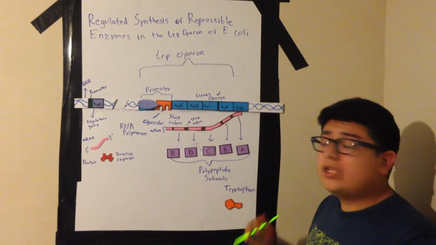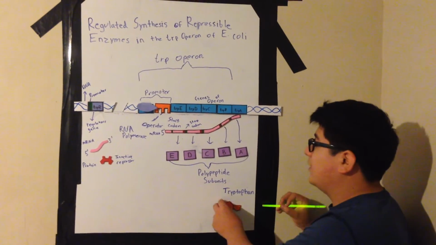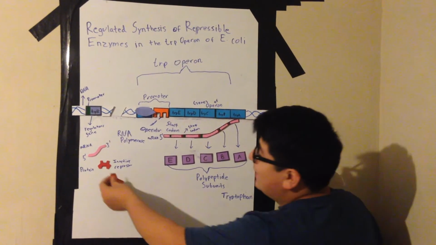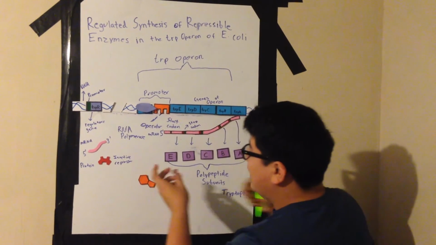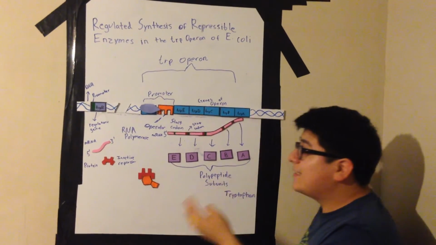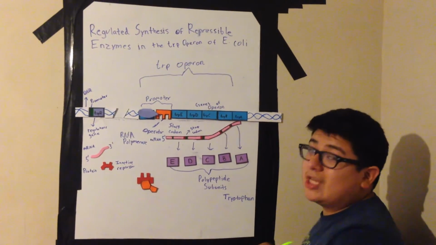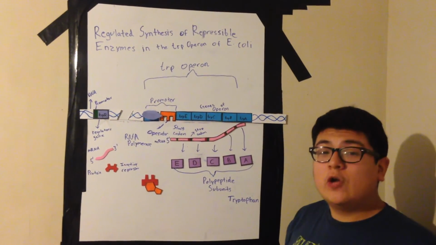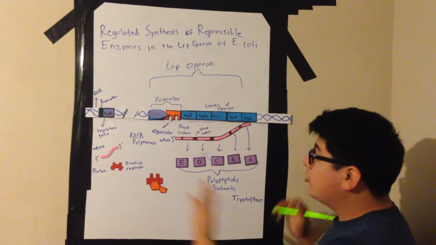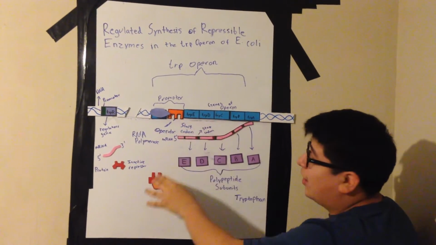However, too much accumulation of tryptophan will cause tryptophan to act as a co-repressor. When it acts as a co-repressor, it binds to this inactive repressor, and once it binds, the repressor becomes activated. Now that it is activated, it changes shape, and it changes shape because it is an allosteric protein, which means it has an inactive and active stage. So now that the shape is changed, it can now bind to this operator.